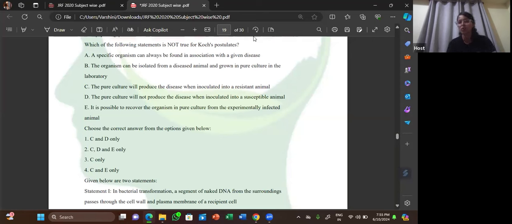So you all know what is Koch postulate. It must be there in every diseased animal and it must be isolated, subcultured, and when you transfer it to a healthy animal, it must produce the disease. So, are you noticing any wrong statement here? If so, what is it? Yes, very good. Option 1, that is C and D. In C, what are they telling? The pure culture will produce the disease on a resistant animal. In Koch postulate, there is nothing called resistant. So, C is wrong. And the D statement is saying that the pure culture will not produce the disease when inoculated into a susceptible animal. This is exactly opposite to Koch postulate. That's why C, D or option 1 is wrong.